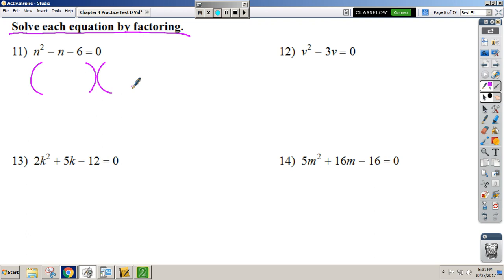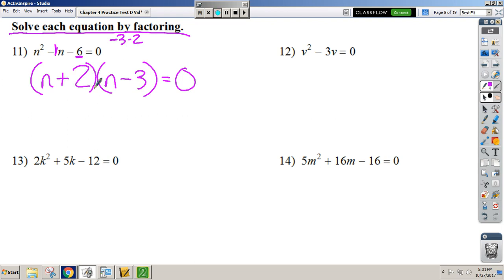We want numbers that multiply to negative 6, but add to negative 1. Numbers that multiply to a negative, one will be positive, one will be negative. And it turns out to be 3 times 2 is 6, but we want these to add to negative 1. So the 3 has to be the negative, the 2 has to be the positive.